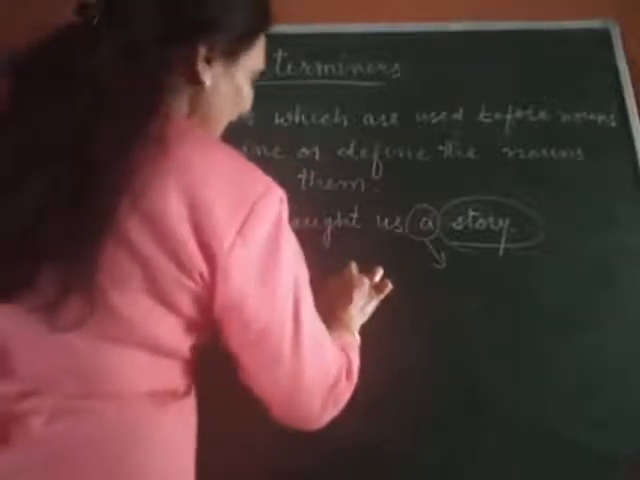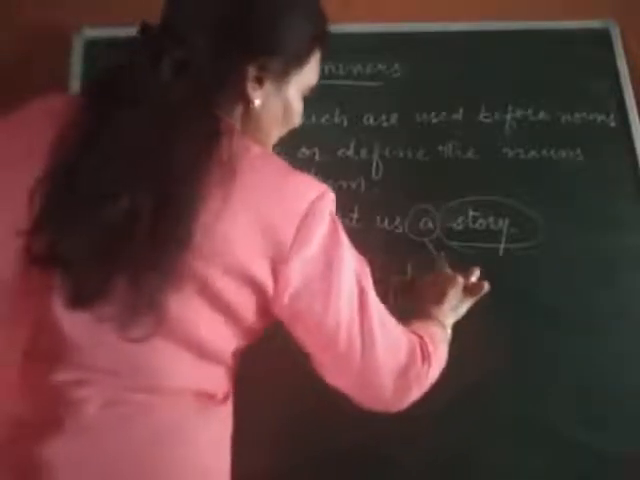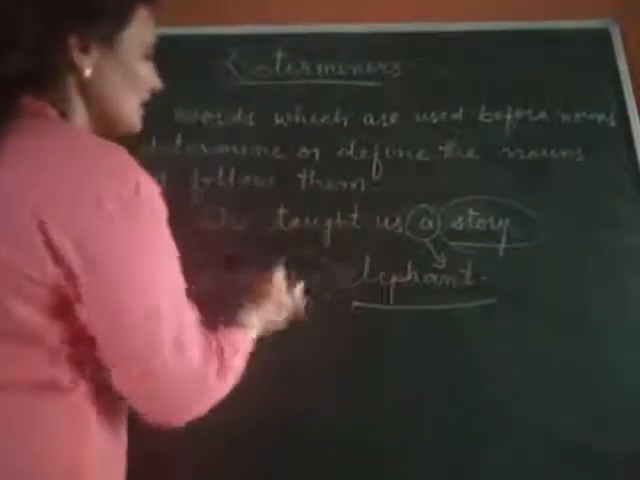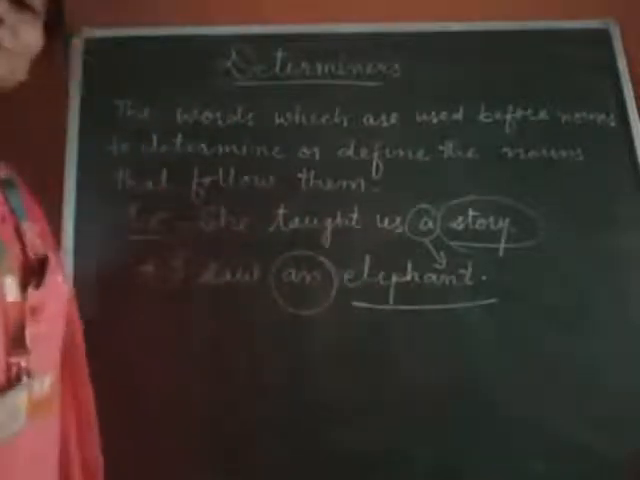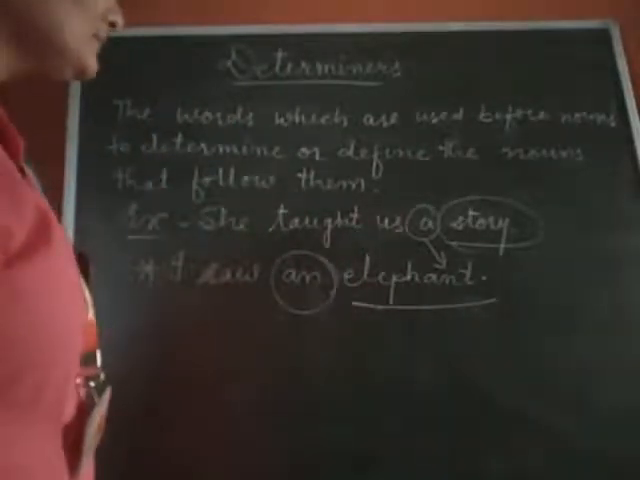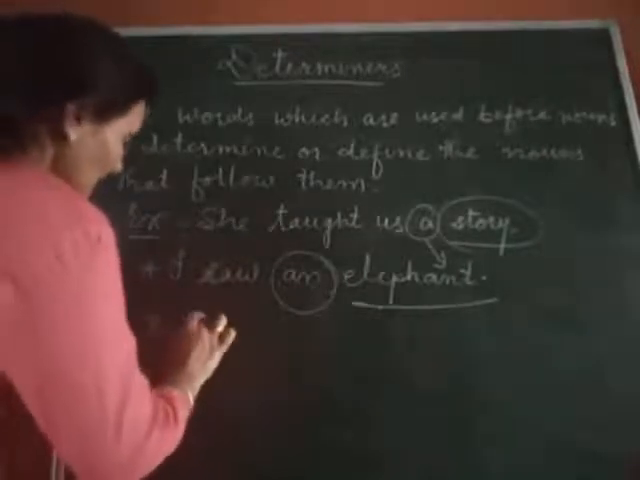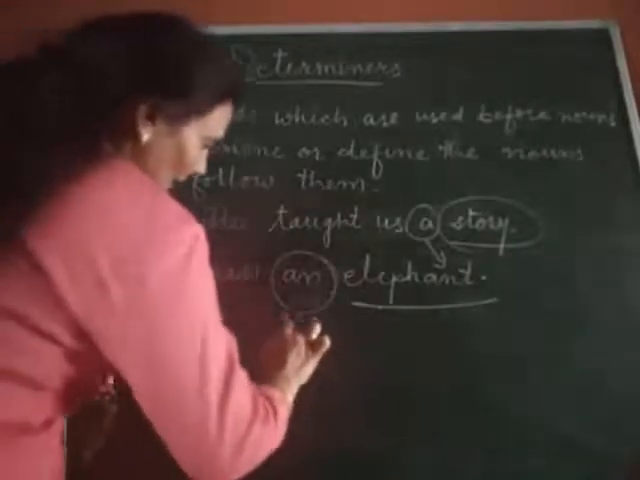Next, I saw an elephant. Here also in this sentence there is a noun, and before the noun I have used an. It is also an article.